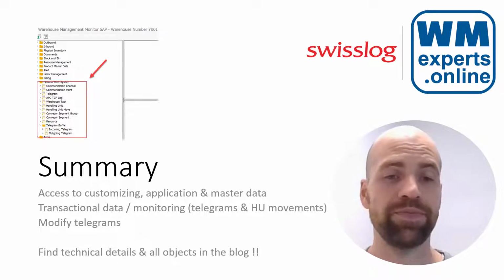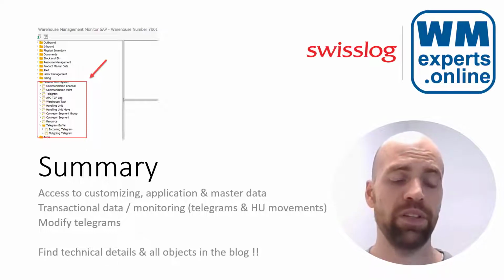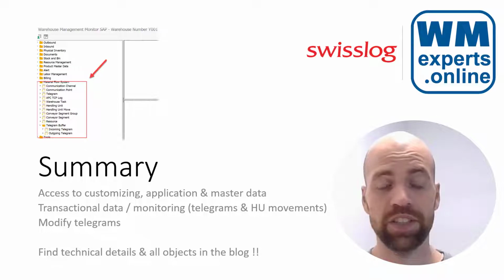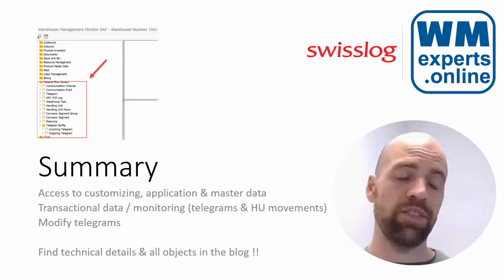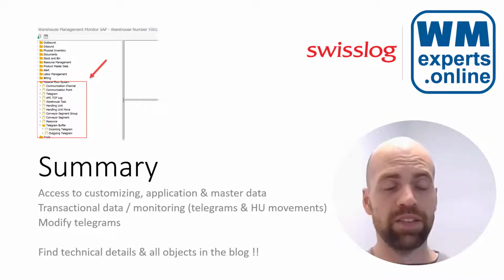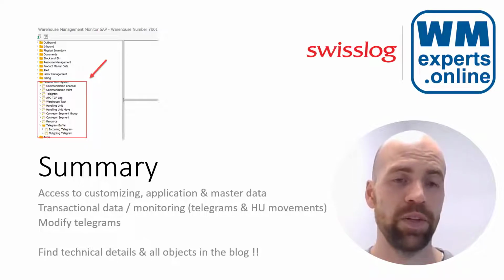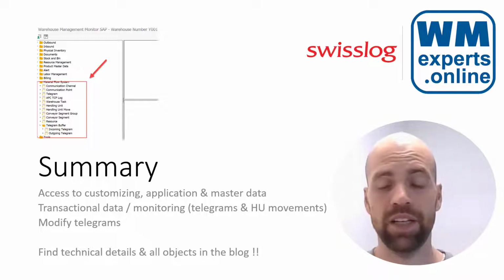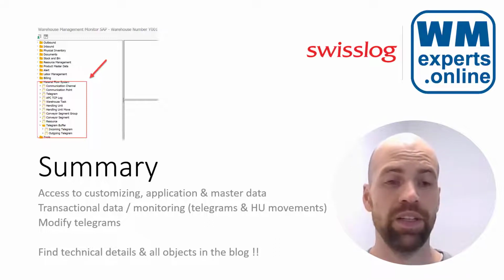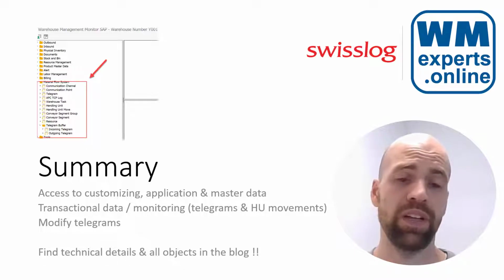In general, as a summary, you should keep in mind that the MFS node in the standard EWM warehouse monitor offers you access to customizing, application and master data, so objects which are maintained in customizing as well as in the easy access via master data are here summarized. So the data is summarized and displayed in one view. So the monitor combines it into one grid. You have the option for monitoring, so transactional data like telegrams, HU movements and all this stuff. And you have the options to modify telegrams. That's what we saw on the last point here, either on the incoming or on the outgoing part.